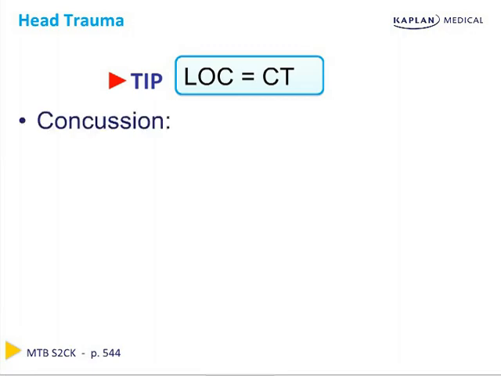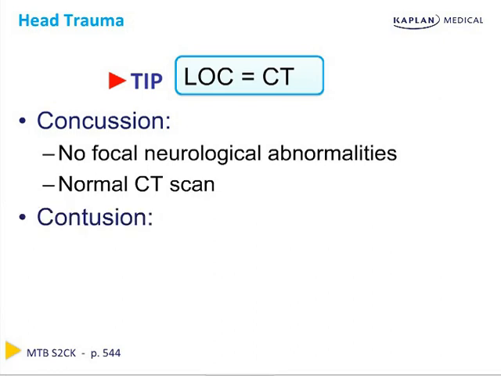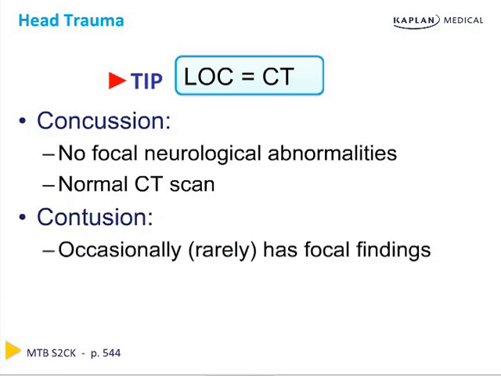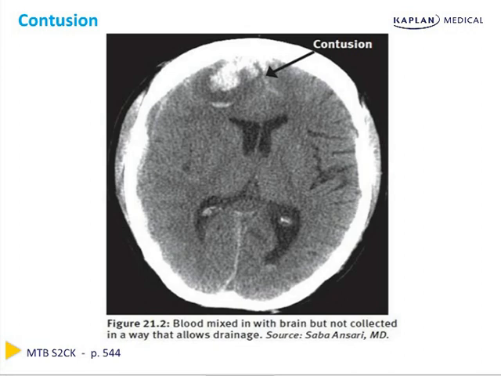A concussion will present to you with no focal neurologic abnormalities, and when you obtain a CT scan, it's going to be read as normal. A contusion will present with some focal findings. It's rare, but it could happen. The actual CT will show an ecchymosis, which is basically blood mixed in with the brain parenchyma. Now here's a brain CT of somebody who has a contusion. Lateral to the midline, you can actually see blood mixed in with the brain parenchyma, but it doesn't collect in a way that allows drainage.